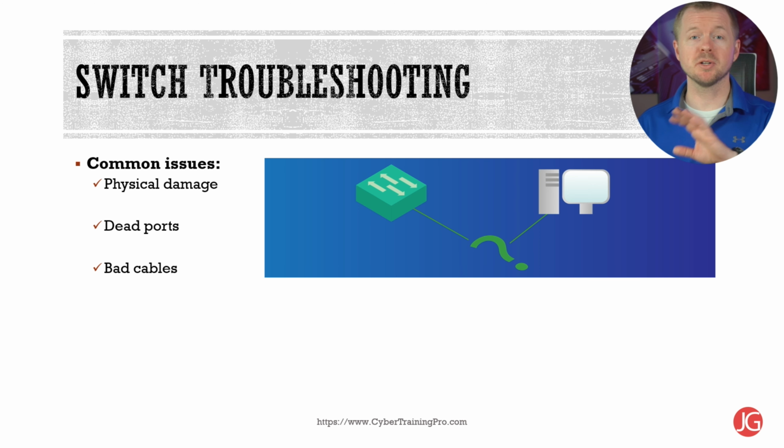Switches are built to last for years and years, so problems don't happen on them very often. When they do, it's either because of physical damage that you can easily see, or dead ports, which are easy to spot because they typically have LED lights on them for the activity. You might also check the cable to see if it's a bad cable and it doesn't work.